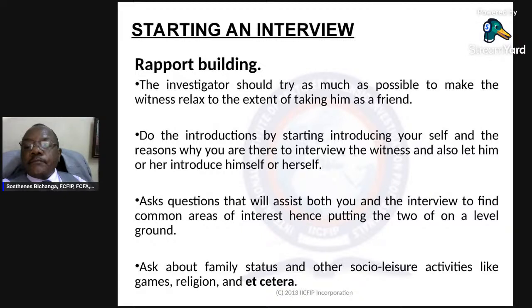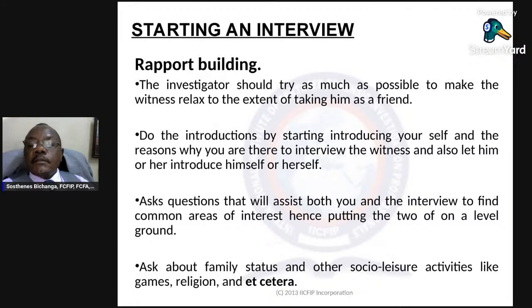Do the introductions and start by introducing yourself, who you are, why you are there in the interview room, and why you are there to interview the witness. Also let him or her introduce himself or herself well, in a relaxed manner. Ask a question that will assist both you and the interviewee to find common areas of interest, hence putting the two of you on a level ground.